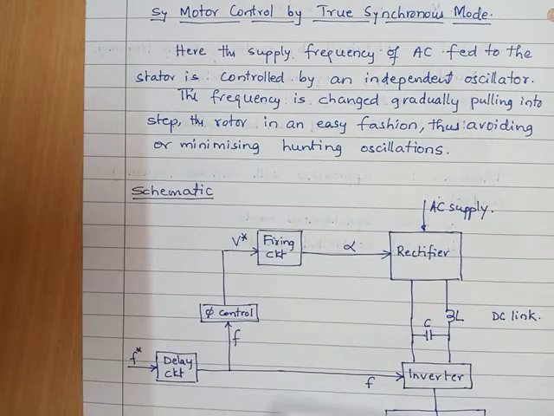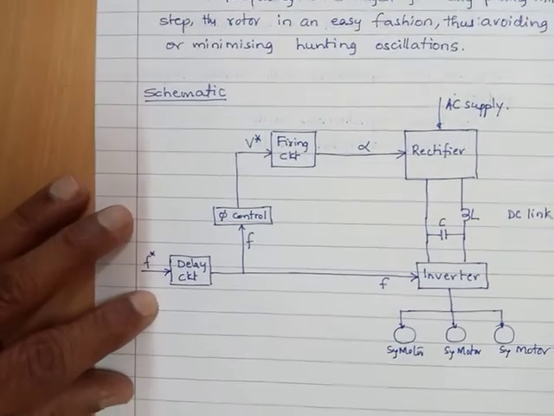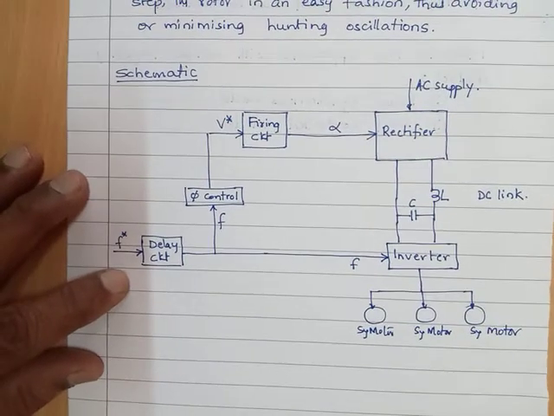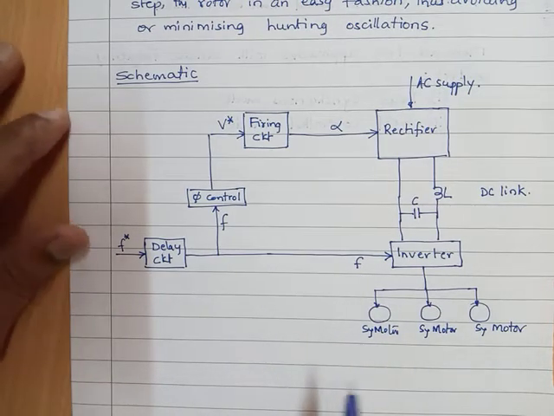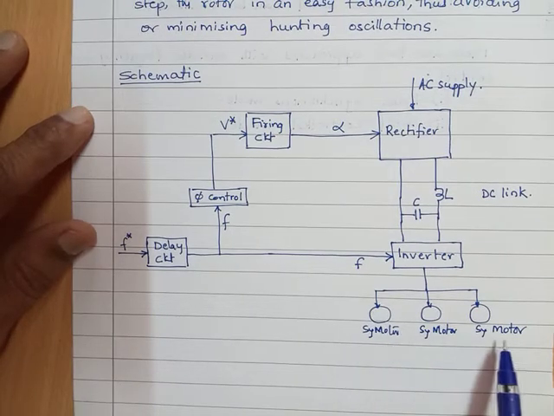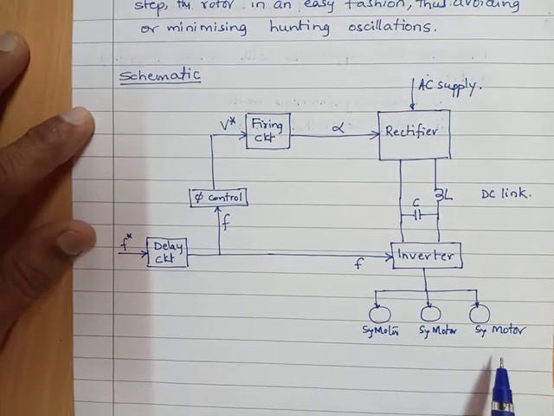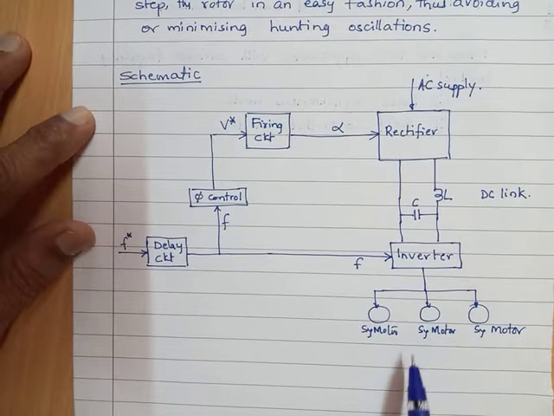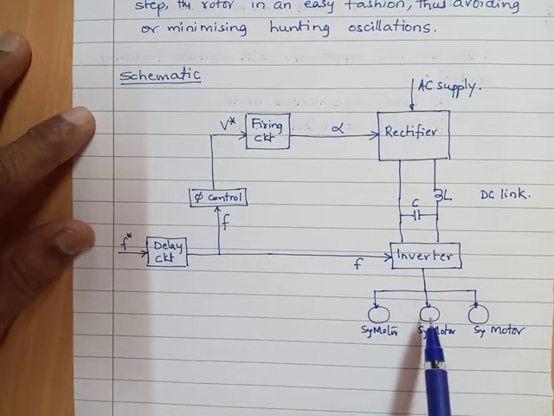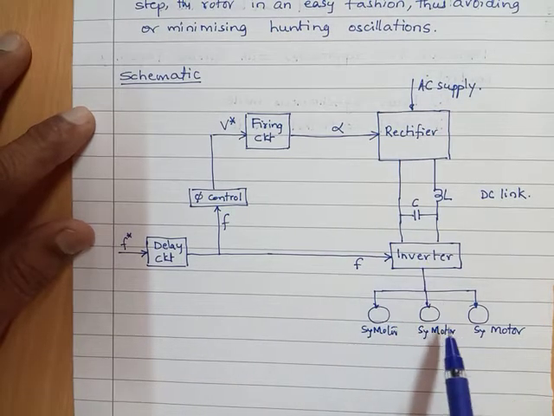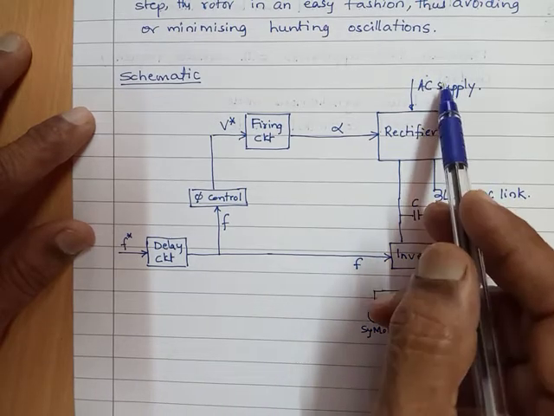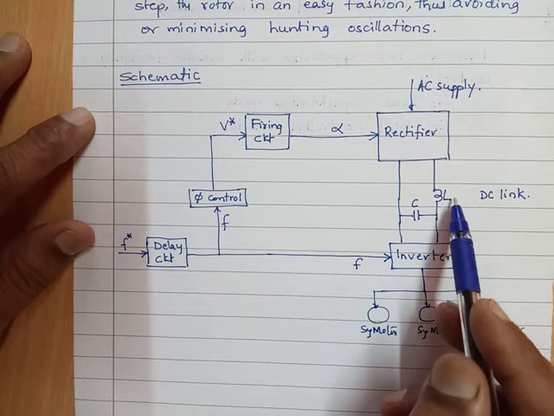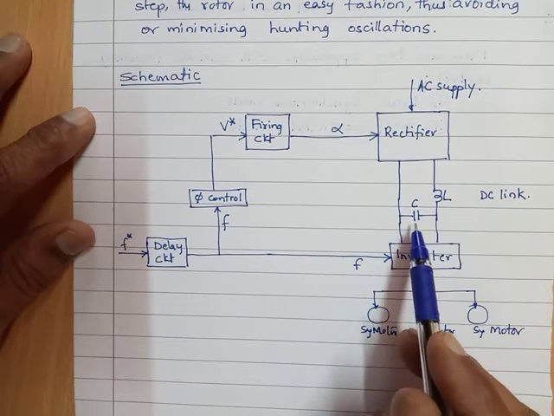The schematic looks like this. Look at the schematic. Please observe this. What are all there in the schematic? We have the synchronous motors. It can be one or multiple motors. And the synchronous motor, there is, in addition to this, we have inverter, we have rectifier, we have AC supply. Here there is inductance L, a capacitance C.